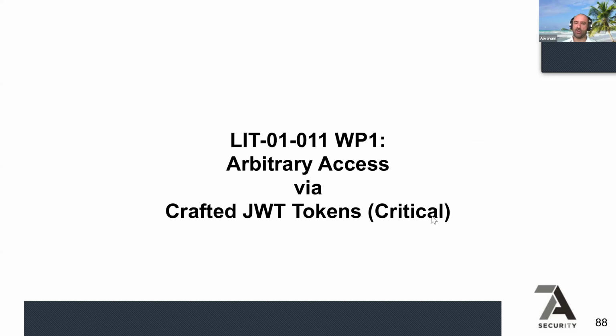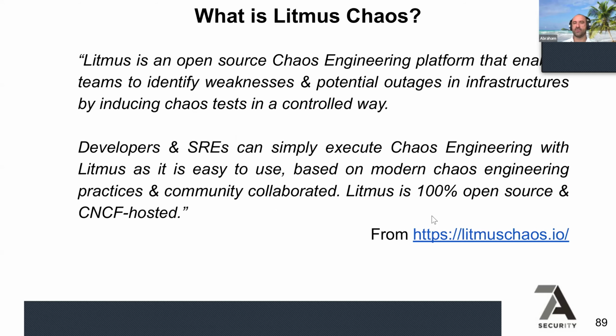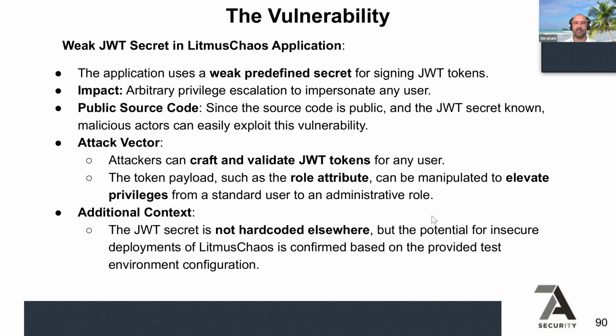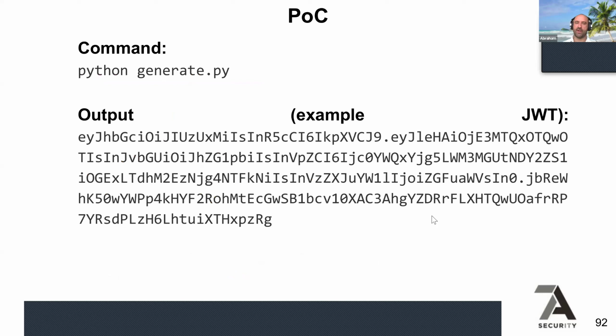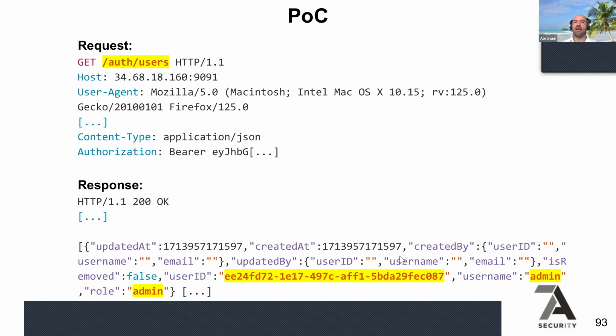And then another cool attack from another audit was this arbitrary access using crafted JWT tokens. We found this problem in Litmus Chaos. Now the audit is all public, right? The reason was that the secret key for JWT tokens was publicly exposed, so we can create any valid token we want. So we can create a token as admin, for example, right? We create our Python script, and then we can generate a valid token to log in as admin, and then we can become admin basically.